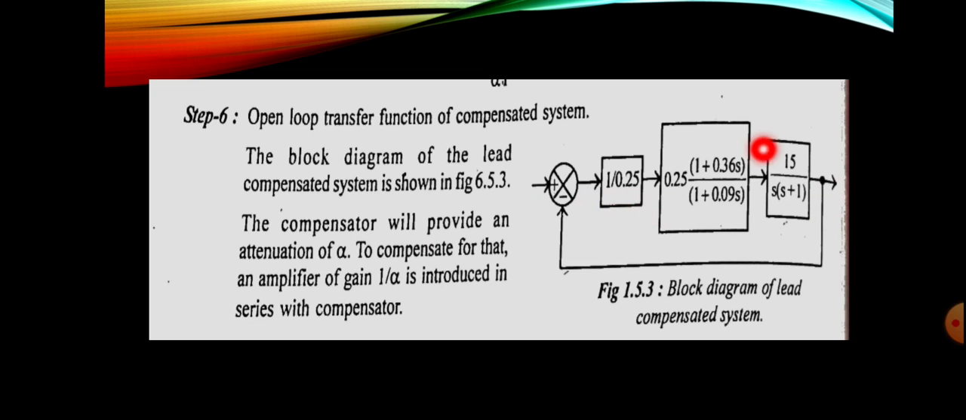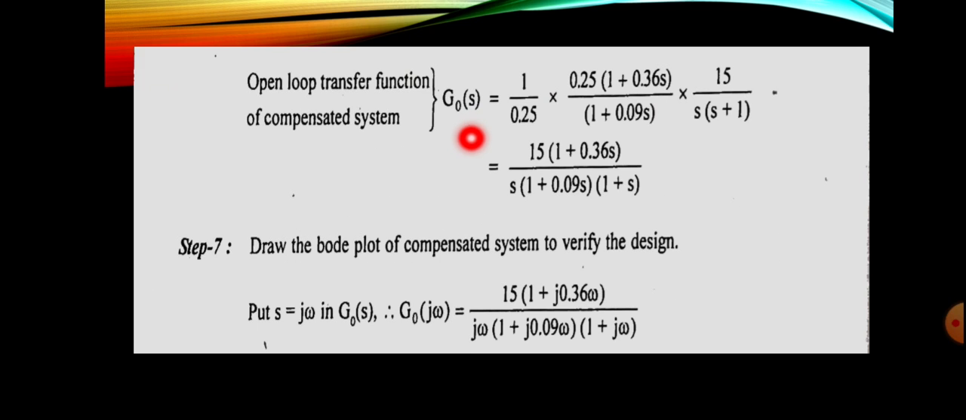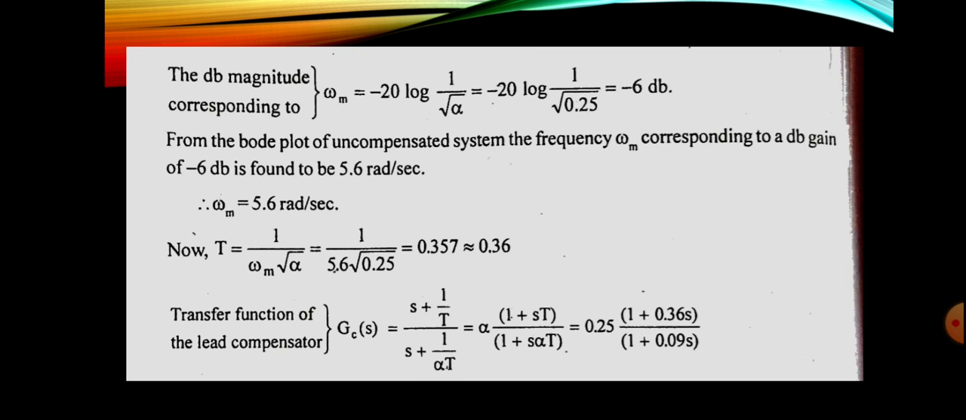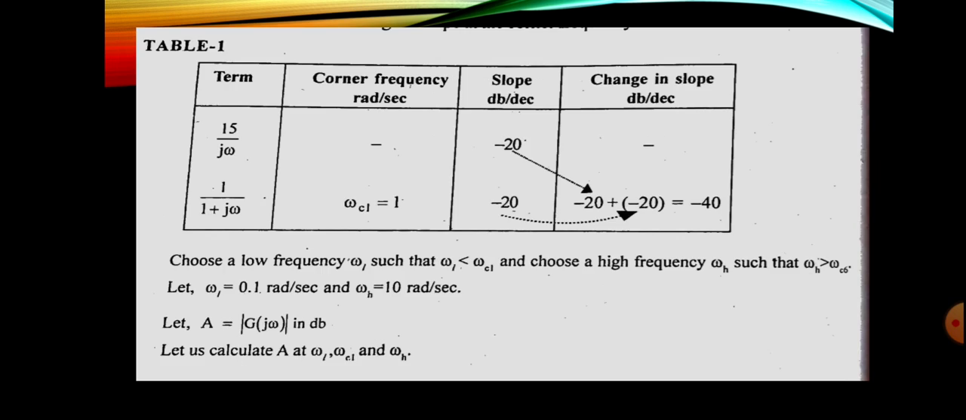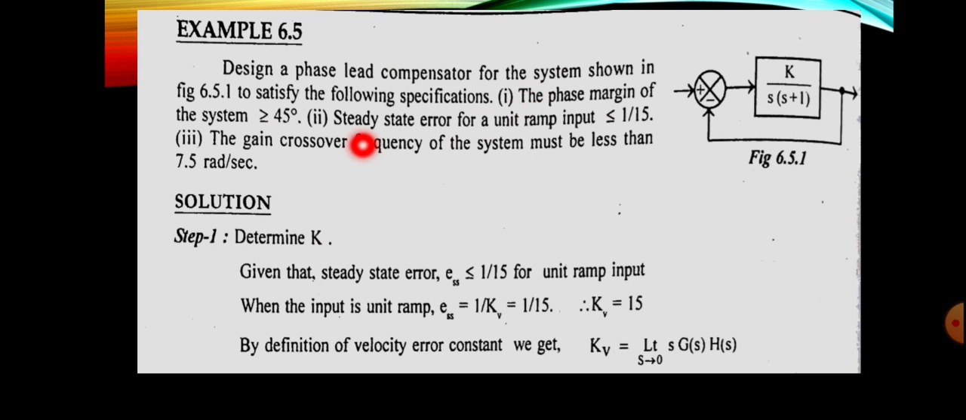So to find the complete transfer function for this compensated system, we can multiply all these three. So we will get G0 of s will be equal to 1 by 0.25 into this quantity and this quantity. So you will get the compensated system transfer function as 15 into 1 plus 0.36 s by s into 1 plus 0.09 s into 1 plus s. Okay. So now you get the transfer function for the compensated system, but you have to verify whether this system is achieving all these cases, that is phase margin is greater than or equal to 45 and omega m is less than 7.5, etc.